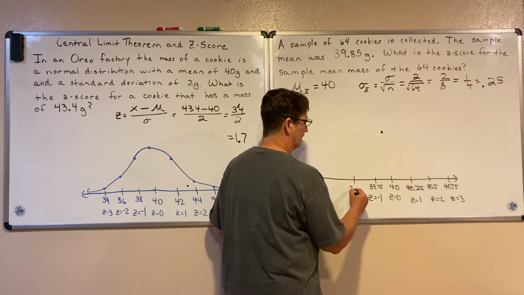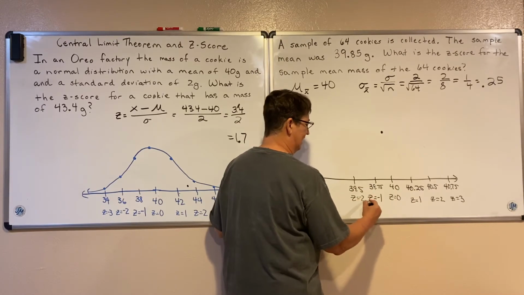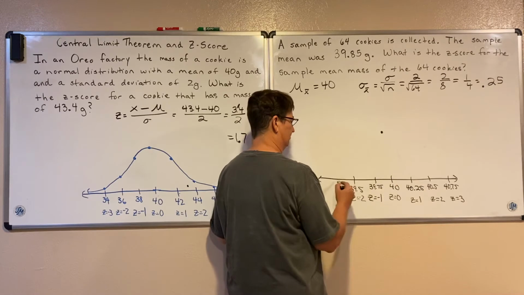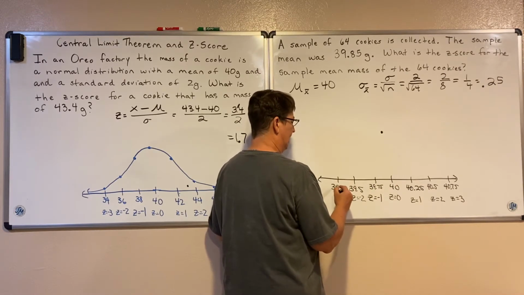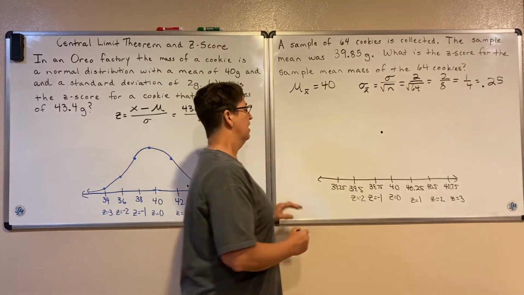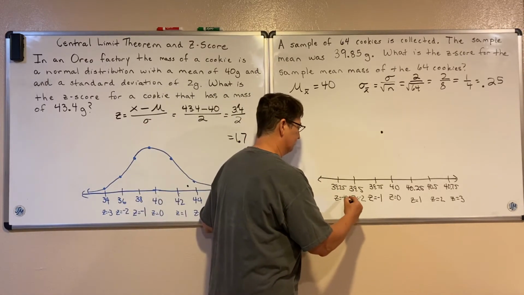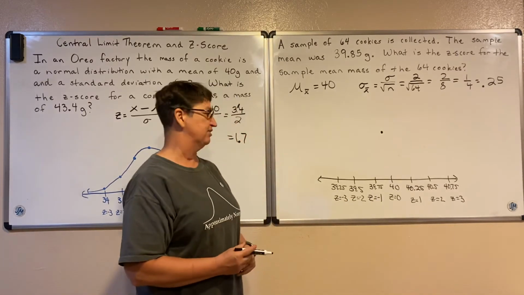Then I subtract another 25 hundredths off of there, and we're at 39.5. The z-score there would be -2, because that's 2 standard deviations below the mean. And one more of those, and I'm at 39 and 25 hundredths. And that's -3 as its z-score.